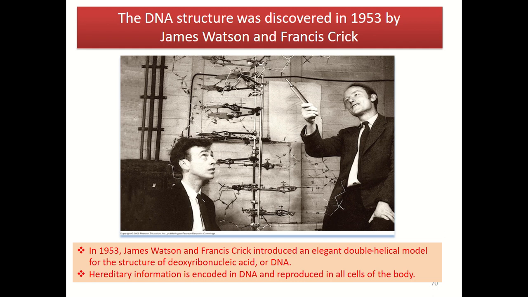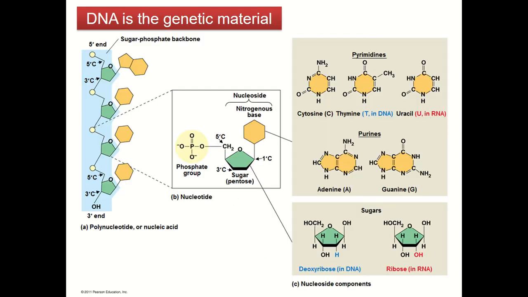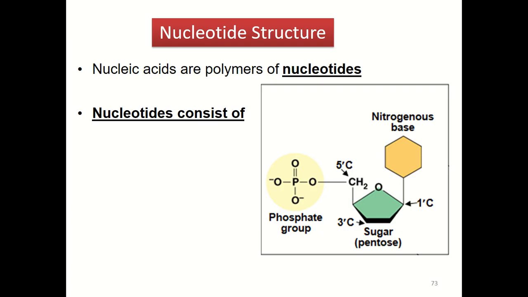Before we try to understand the process of transcription and DNA replication, we need to know about the DNA. The DNA structure was discovered in 1953 by James Watson and Francis Crick, in which they discovered that DNA is a double helix structure and DNA is the important genetic material. DNA or RNA is actually nucleic acids, and nucleic acids are the polymer of nucleotides, meaning to say nucleotide is the monomer for nucleic acids.